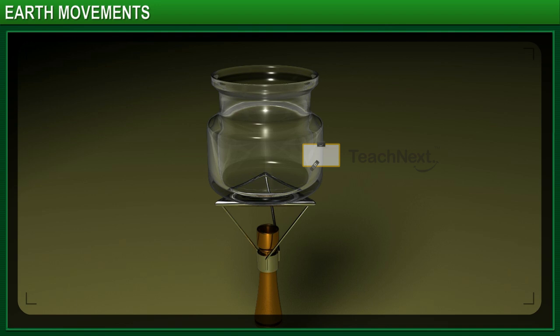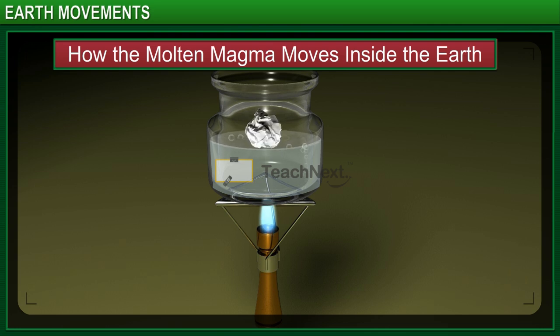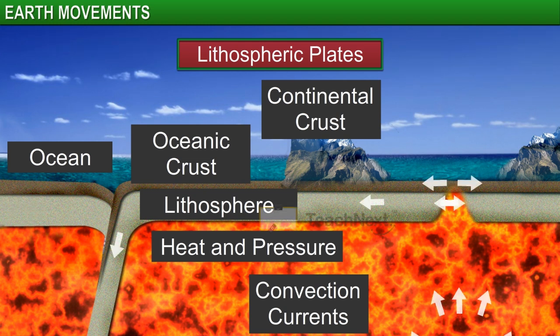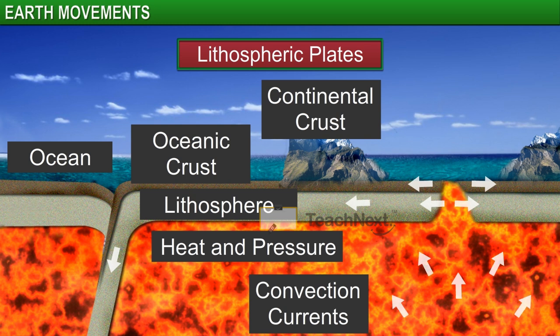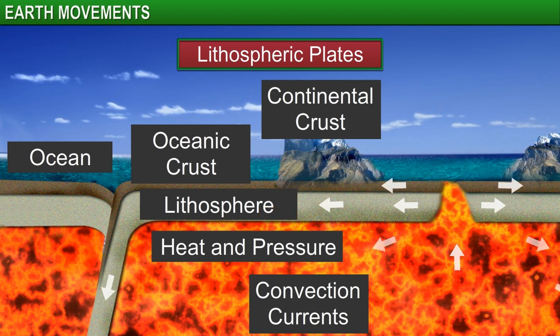Here is an activity to illustrate how molten magma moves inside the Earth. Fill half a beaker of water and put the beaker on a tripod burner. As the water starts boiling, put a crumpled paper in it. As you can see, for some time, the paper floats upwards along the warm upper layer of the water. However, after a while, the crumpled piece of paper starts sinking with the cooler part of the water. The movement of the mantle inside the Earth's surface follows a similar pattern. This leads to the movements of the tectonic plates and changes on the surface of the Earth.